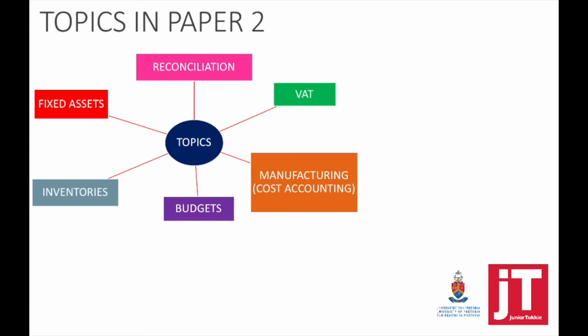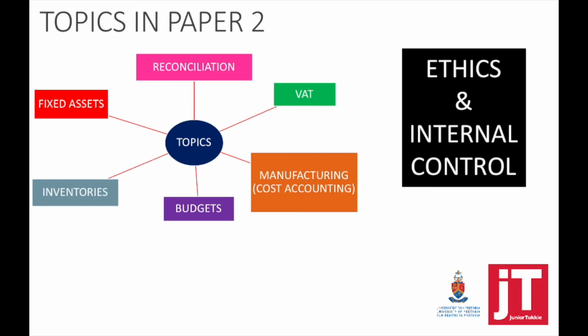Then inventories, periodic and perpetual, and the different ways in which you evaluate your stock. And then fixed assets. Remember that fixed assets and inventories are in paper 1 and paper 2, and we will go into more detail later on. Ethics and internal control is important in paper 2. In paper 2 you will also get a lot more problem solving type of questions.